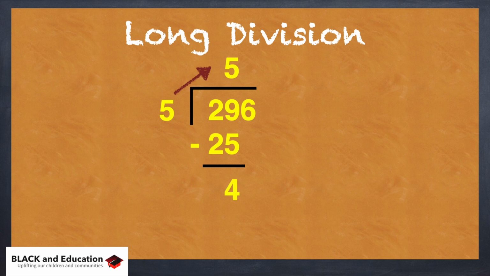So now we have that 4, but we have this other number here. We have the 6 there, and so we're not finished with this problem. We have to bring down that 6. So when we have the extra number, we have to bring that number down, and now that becomes 46.